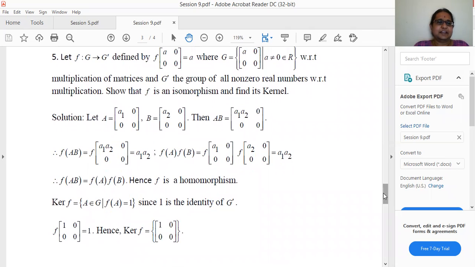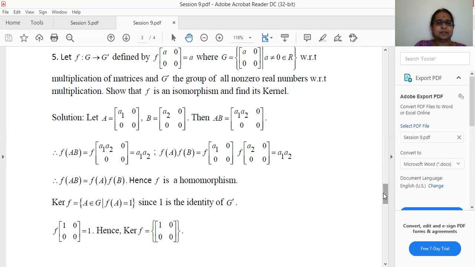Here, let f from G to G dash be a mapping defined by f of the square matrix [a, 0; 0, 0] is equal to a, where G is the set of all 2 cross 2 matrices [a, 0; 0, 0] such that a is not equal to 0 and a belongs to R, with respect to multiplication of matrices, and G dash is the group of all non-zero real numbers with respect to multiplication. Show that f is an isomorphism and find its kernel.